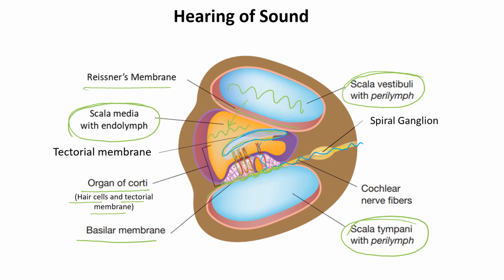Now, as I mentioned, when there is a loud sound, then the excess sound waves are transmitted from the endolymph of the scala media into the perilymph of the scala tympani. Now, these excess sound waves will be carried back by the round window into the middle ear, and this prevents any damage to the cochlea of the inner ear.